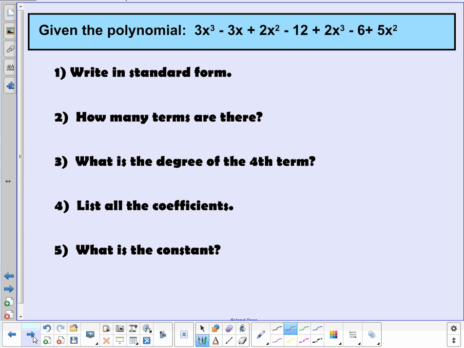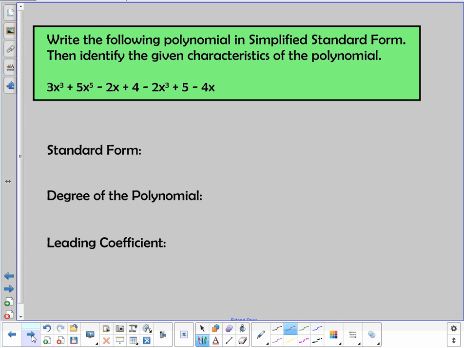Now I'm going to leave number 2 for you to try on your own, and we're going to skip down to number 3. In number 3, it says write the following polynomial in simplified standard form, then identify the given characteristics. So standard form, again, we want to look for like terms and the largest exponent. I see that the largest exponent is x to the 5th. I have 5x to the 5th here, and I have no other x to the 5th to combine with it, so it's just going to stay by itself, 5x to the 5th.